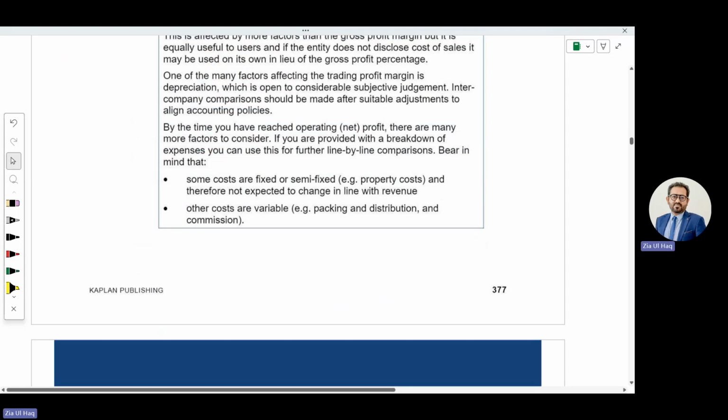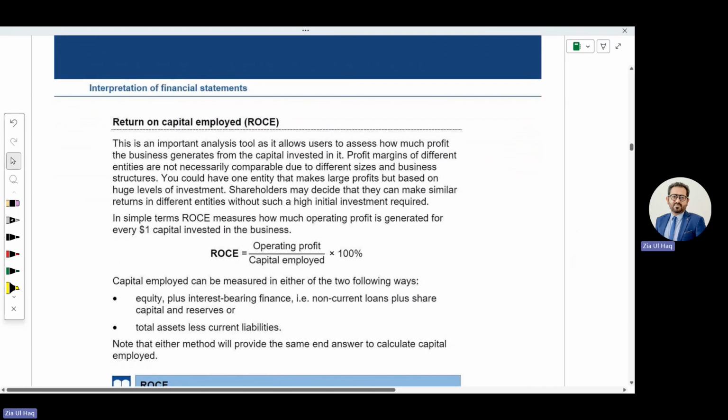The third profitability ratio is called return on capital employed. To calculate return on capital employed, the formula is operating profit, meaning profit before interest and tax, divided by capital employed, the investment. What is capital employed? Equity plus long-term liabilities, meaning loans. Or we can say capital employed is total assets, meaning current plus non-current assets, minus current liabilities.